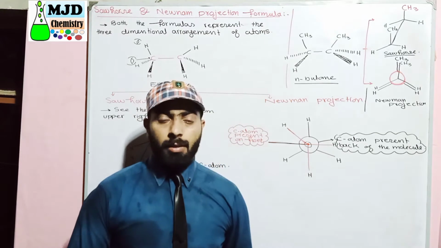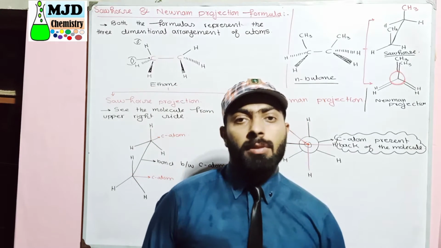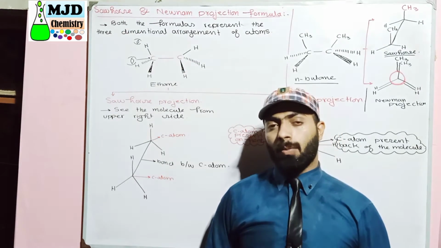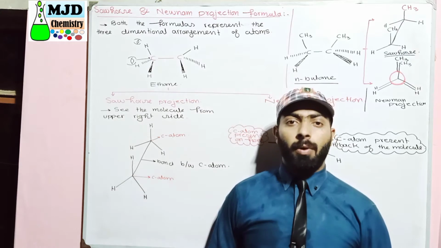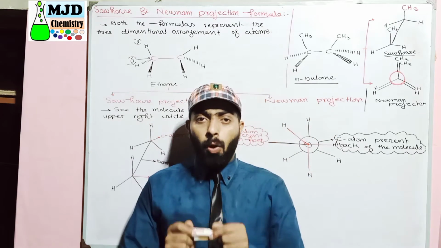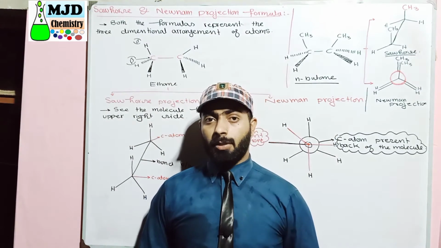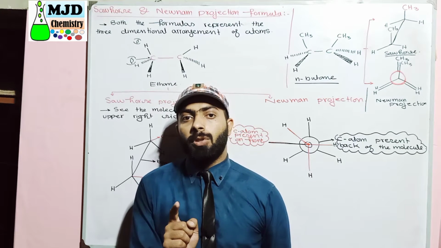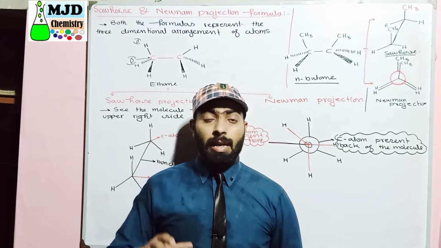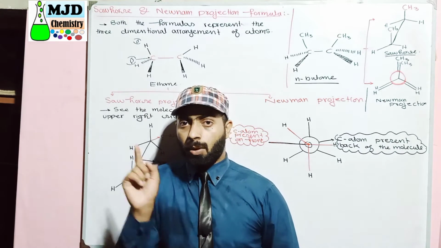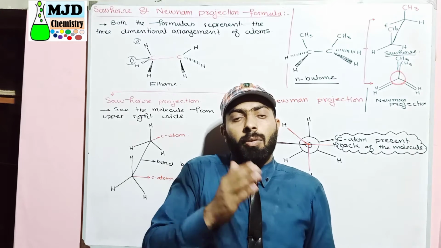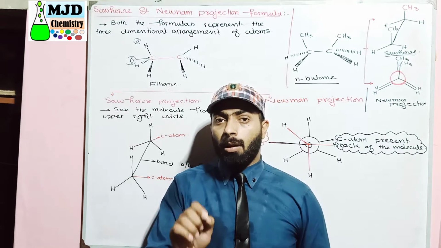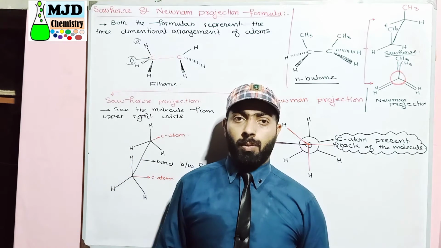I am Majidali, and today in this lecture we will talk about something new, which is Newman and Sawhorse projection formula, which is very important in stereochemistry and most important in conformational analysis of a compound. First thing which we should keep in mind is that both the Sawhorse and Newman projection represent the three-dimensional arrangement of atoms, where an atom is present in a molecule.